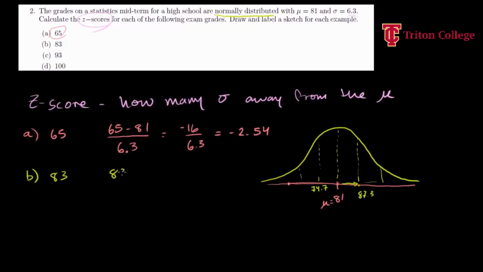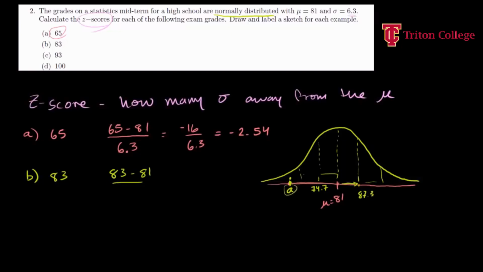So what about 83? Simple. Well, we know what's closer, right? So we'll do 81, which is our mean, subtracted from 83, which is the score that we have. And then we're going to divide it by 6.3, which is our deviation. So we know that the score is going to be a little bit above, right?